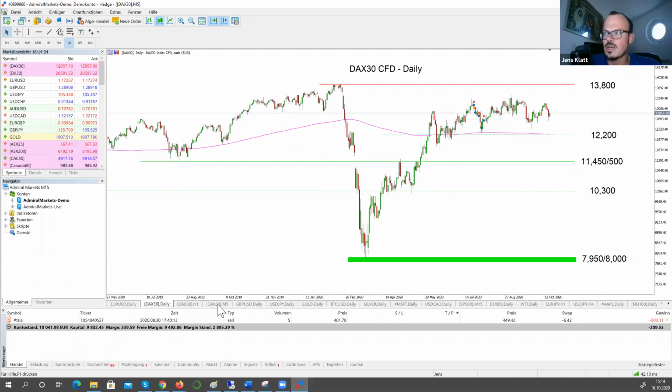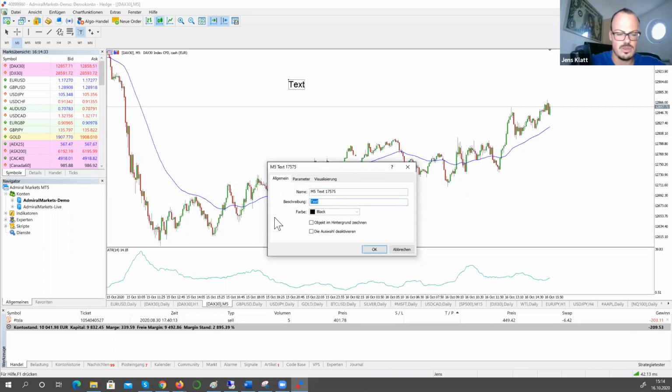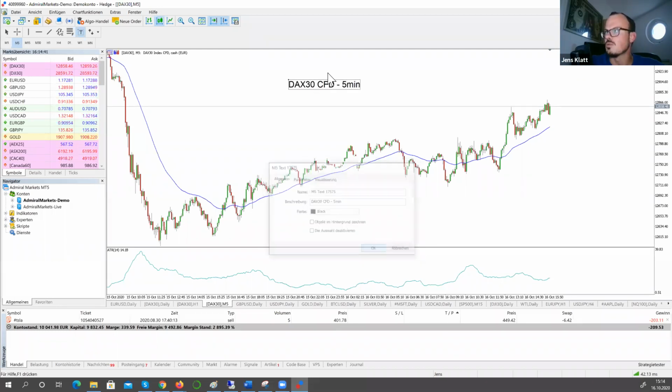But when you look here at my M5, you can see the ATR already there. So this is the DAX 30 CFD, on the M5 chart. This is the chart we want to look at for our day trading setup. For example, we want to use an example from today.